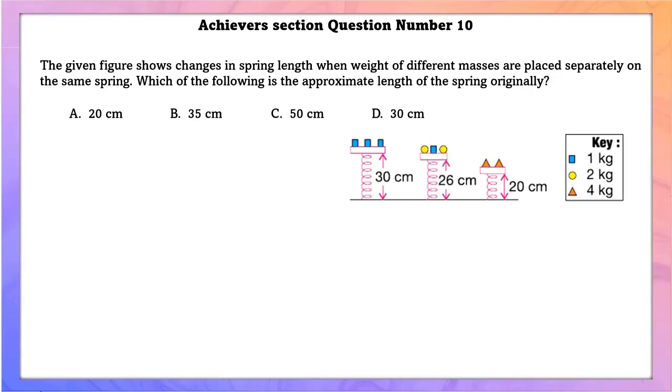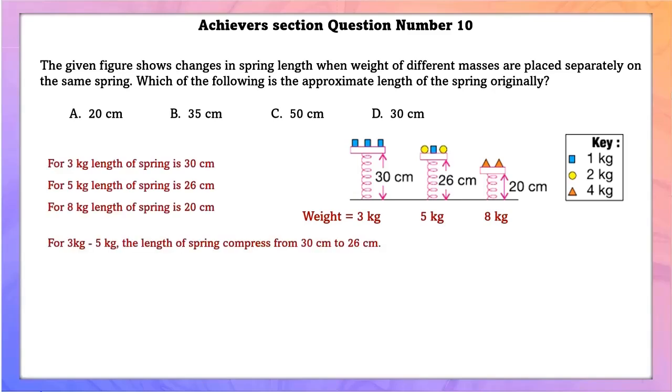Achiever section question number 10. The given figure shows changes in spring length when weight of different masses are placed separately on the same spring. Which of the following is the approximate length of the spring originally? As we can see here, total weight of the 30 cm spring is 3 kgs, 26 cm spring 5 kgs, and 20 cm spring 8 kgs.